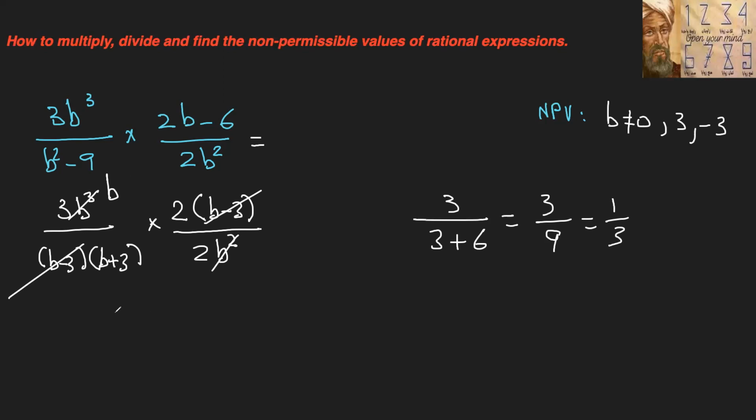So now, can we reduce anymore? We have a 2 here, as a matter of fact, and we have a 2 here, so they're going to cancel each other out. And then I still have a 3b on top, and I have a b plus 3 on the bottom. And that's as far as we could go. And this is the answer for this question. We'll go to the next one.